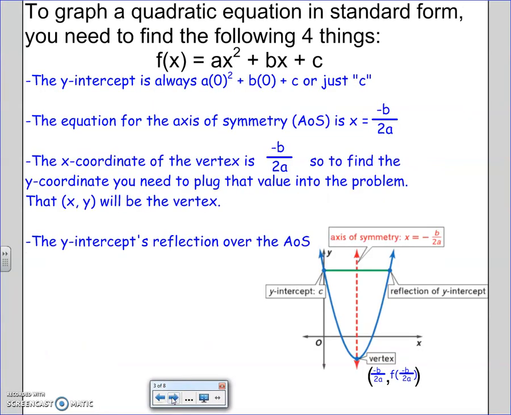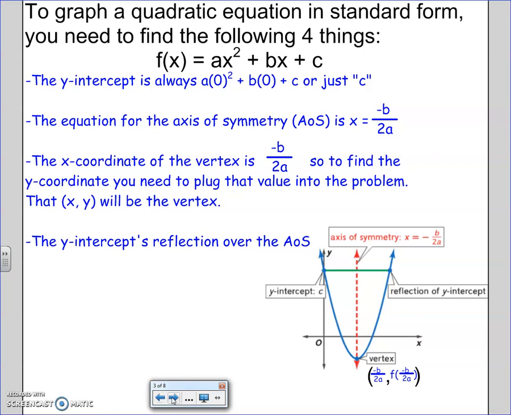Alright, so to graph an equation in standard form, we have to find 4 things. First, we find the y-intercept. The y-intercept you find by plugging in 0 for x. But when you do that, the ax² term and bx term go away, and it's just c. So you always know c is the y-intercept, no work needed.